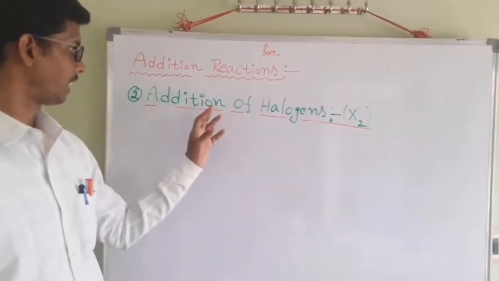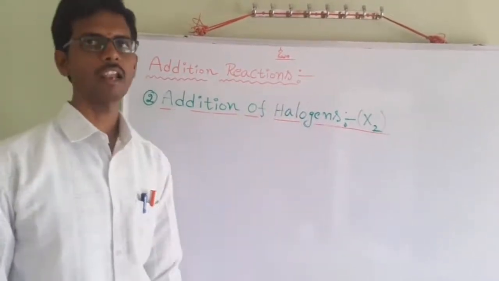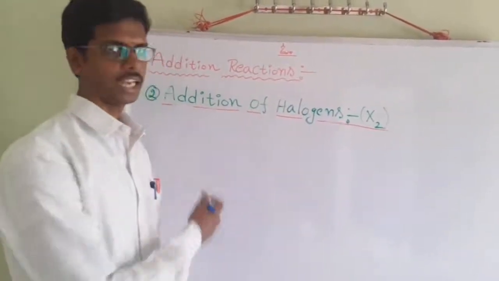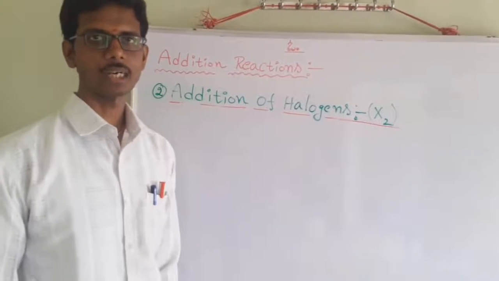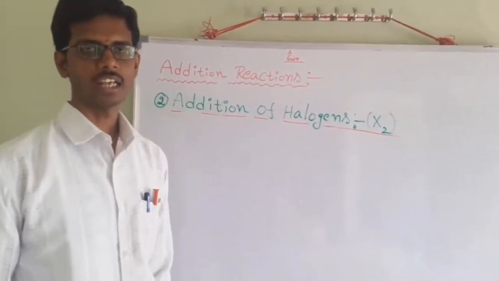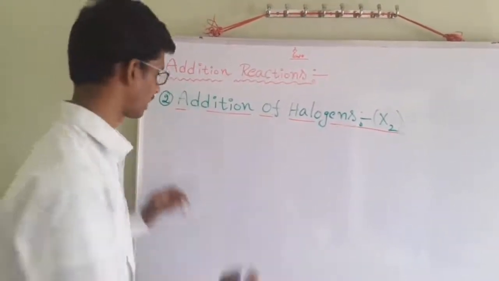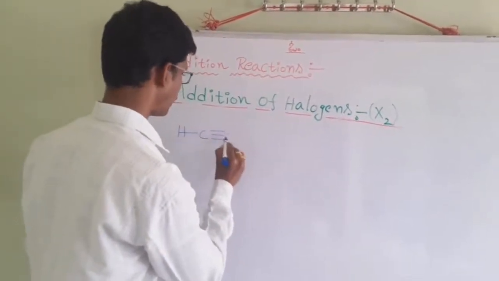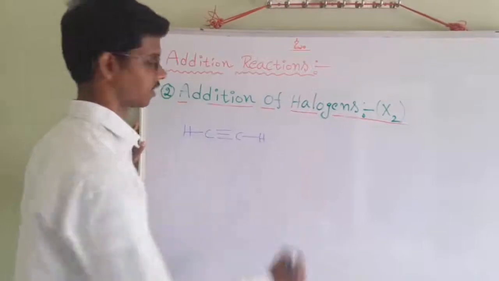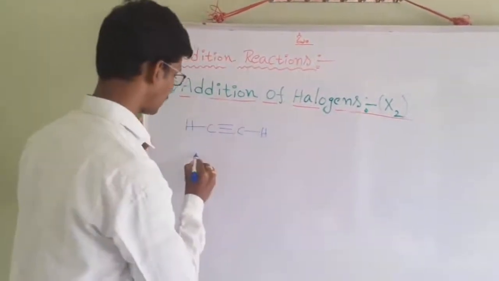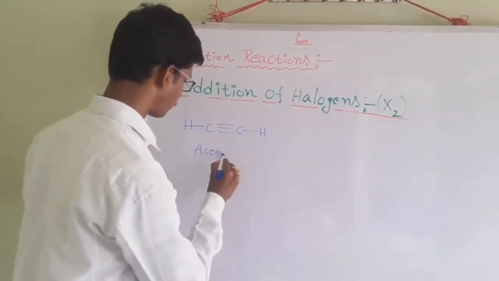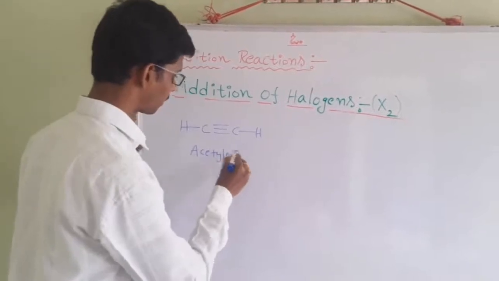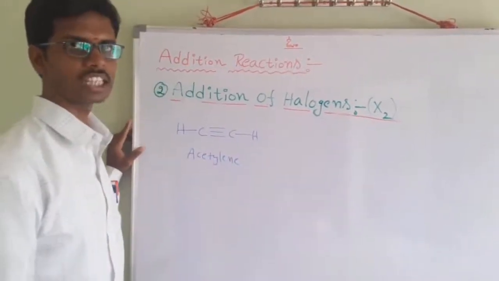Next, let us see the second example for addition of halogens. Here I take an alkyne molecule, that is nothing but the simple alkyne acetylene. IUPAC name is ethyne. Let us see. CH triple bond CH. This is commonly known as acetylene. The common name is acetylene. IUPAC name is ethyne.